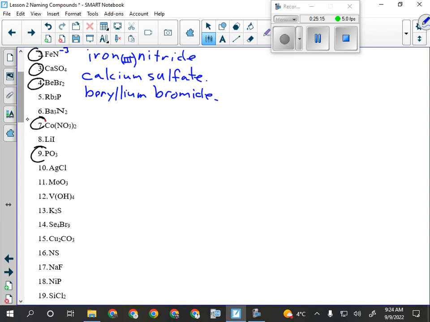Okay, for number 7, I've got cobalt and nitrate. Okay, well, I need a Roman numeral on this one. Cobalt can be a 2 or a 3. So I need to look to my non-metal, which in this case is a polyatomic ion. Nitrate is always a -1 charge. How many nitrates are there? 2. Okay, so I've got 2 negatives. That means this cobalt must have Roman numeral 2 beside it.